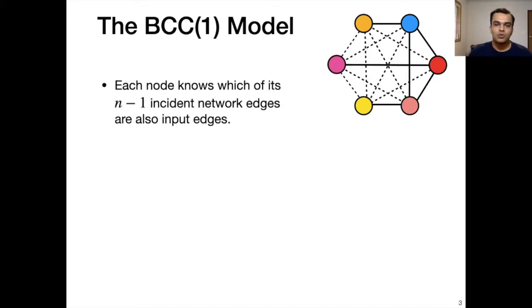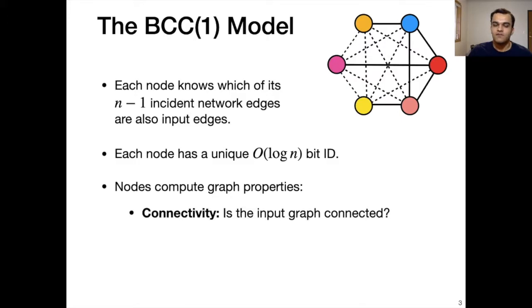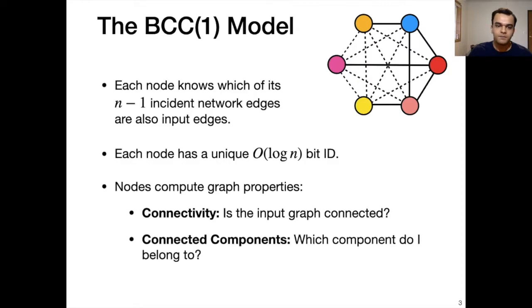Each node knows which of its n-1 incident network edges are also input graph edges, and this is how the input graph edges are distributed across the network. Each node has a unique log n bit ID, and the nodes want to compute graph properties such as connectivity, where they ask if the input graph is connected or not, and connected components, where they want to compute which component they belong to.